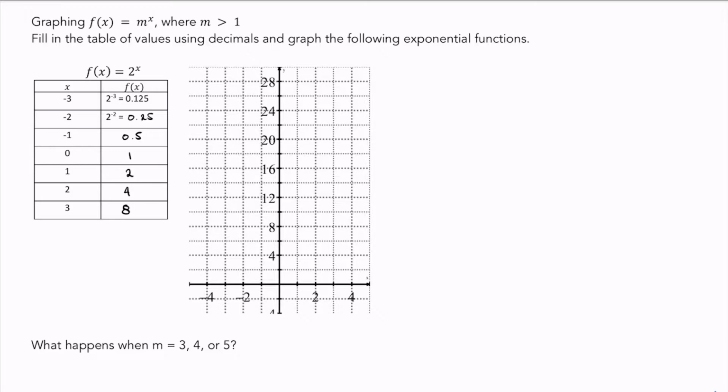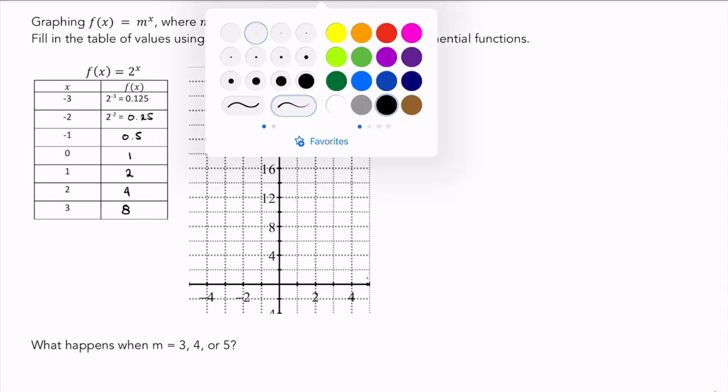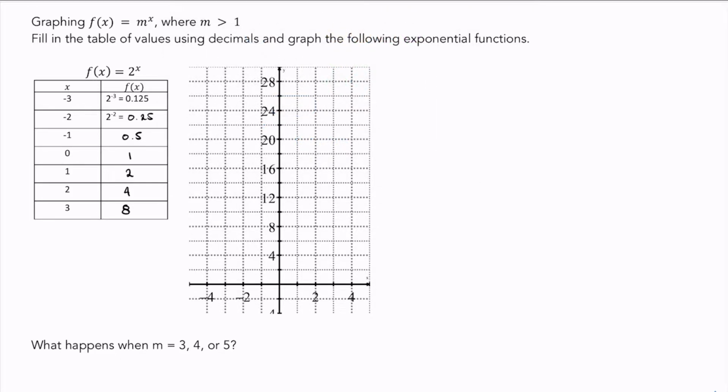If we want to now graph this and take a look at it globally, let's start plotting these points. The first one is extremely close to the x-axis. That's kind of hard to draw, but we'll do our best. Negative 3 will be somewhere around here. With negative 2, we're a quarter of the way above the x-axis. And then for negative 1, we're halfway. And then we're at number 1 on the y-axis.